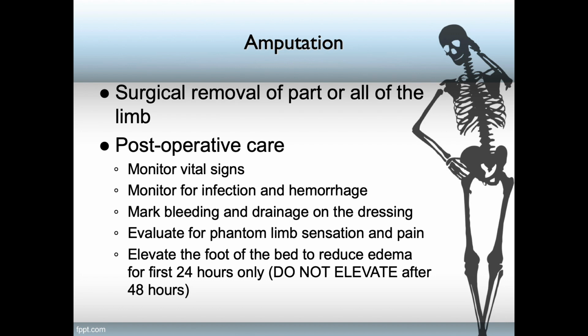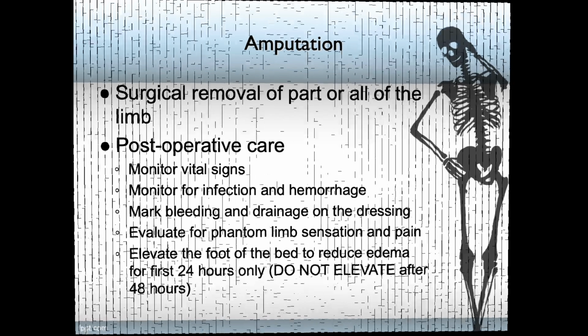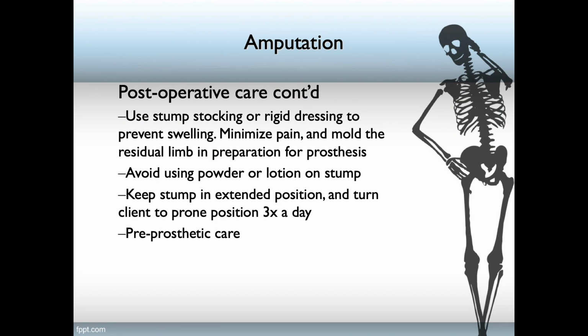Postoperative care includes monitoring vital signs, monitoring for infection and hemorrhage, marking the bleeding and drainage on the dressing to keep track of it, evaluating for phantom limb sensation and pain, and elevating the foot of the bed to reduce edema for the first 24 hours only. Do not elevate the lower extremities after 48 hours. You should use a stump stocking or rigid dressing to prevent swelling, to minimize pain and mold the residual limb in preparation for prostheses. You should avoid using powder or lotion on the stump.